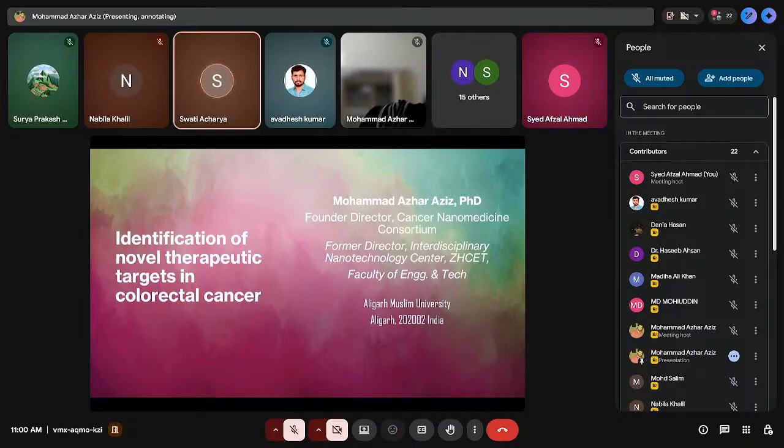Today's program begins with a lecture by our host faculty, Dr. Mohammad Azhar Aziz, on identification of novel therapeutic targets in colorectal cancer.